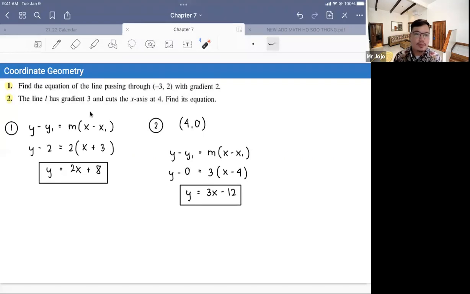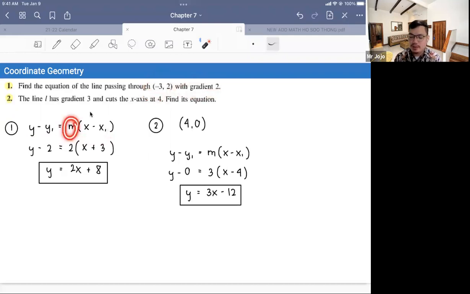So for number 1, it's asking us the equation of the line passing through (-3, 2) with gradient 2. From here, we know the gradient and we know which point it will pass through. So using this formula, y minus y1 equals m times x minus x1, you now have all the values that you need, right?